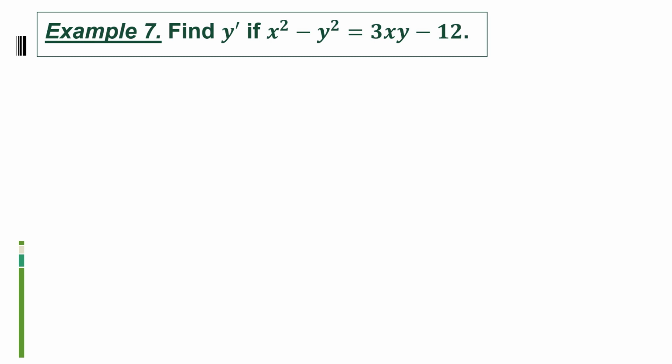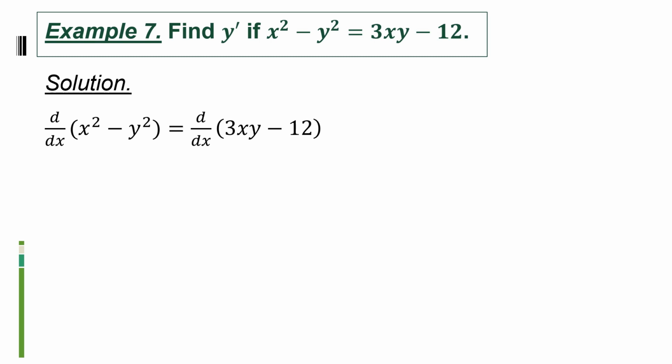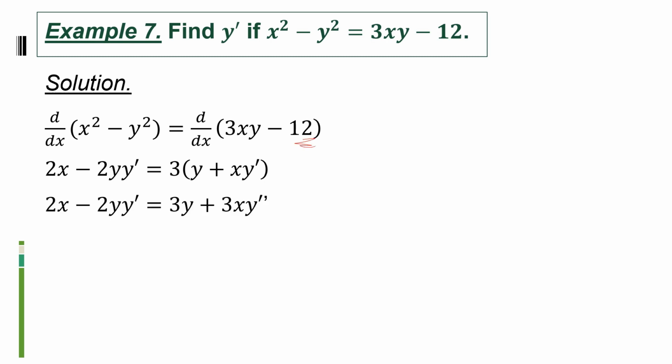Find y prime if x squared minus y squared is equal to 3xy minus 12. So by differentiating both sides, we have 2x minus 2y y prime is equal to 3 times x plus xy prime minus 0. Kaya wala na yung 0 dyan kasi ang derivative ng 12 ay 0. So we have 2x minus 2y y prime equals 3y plus 3xy prime.